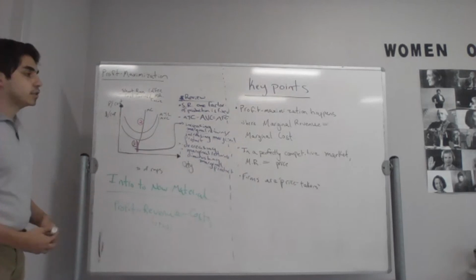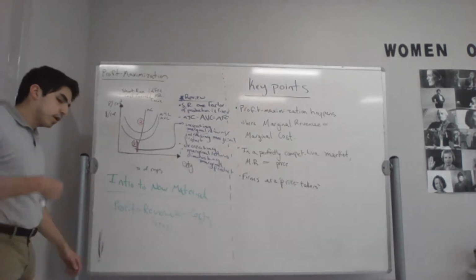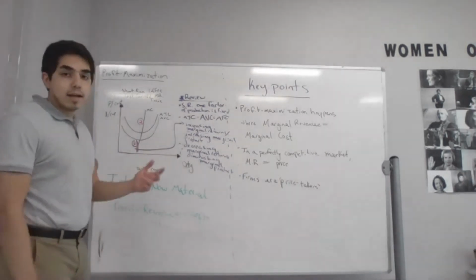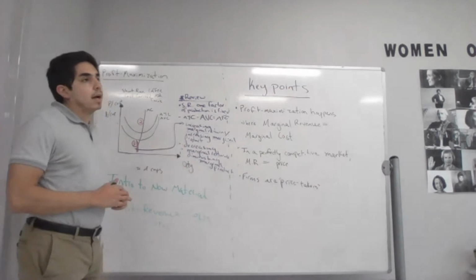So we're going to assume perfect competition, a perfectly competitive market. And one of the things about a perfectly competitive market, we're going to develop these ideas next week, is that firms are price takers, right?